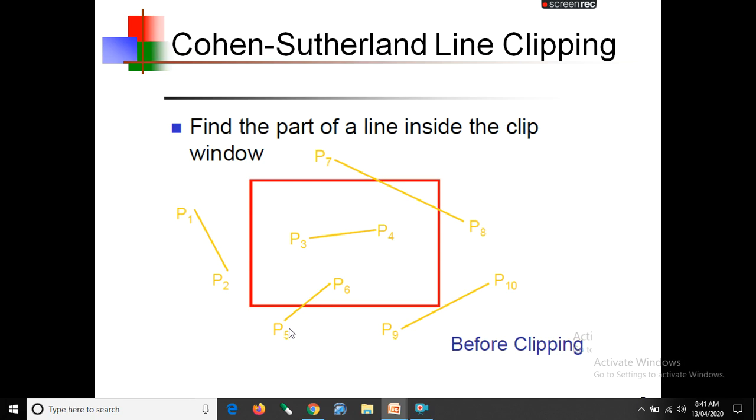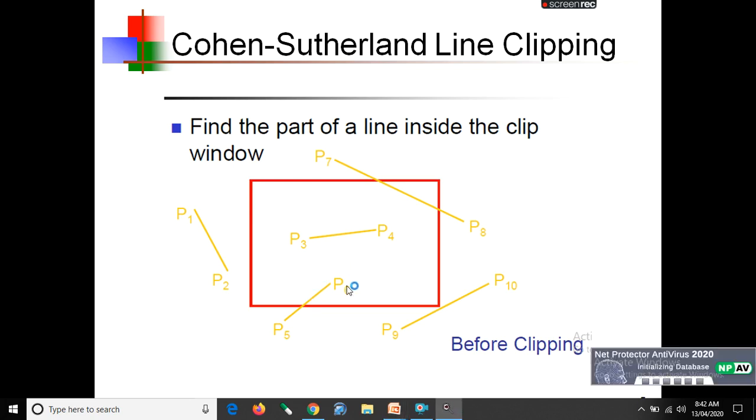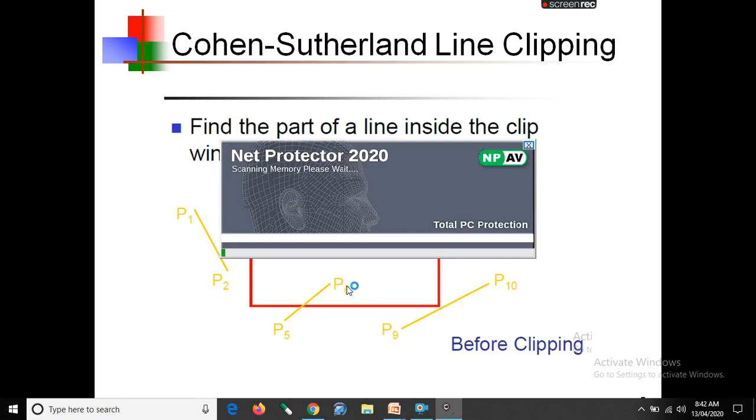Third case, I said, is one endpoint of the line segment lying outside the clipping window and one endpoint lying inside the clipping window. Then we need to determine the intersection point between P5 to P6, and from that intersection point to the endpoint that lies inside the clipping window, we need to display only that part of the line segment on the screen of the monitor. This is the third case.